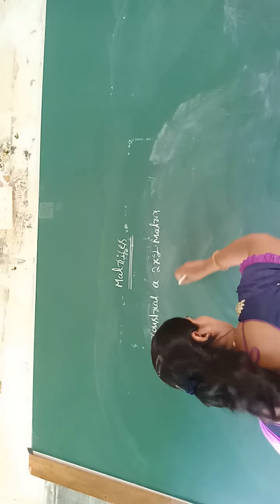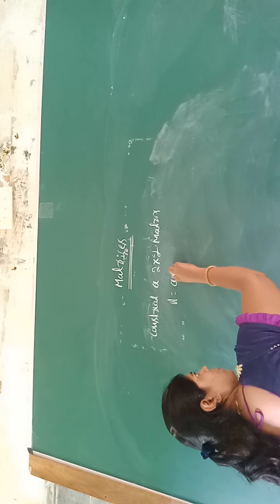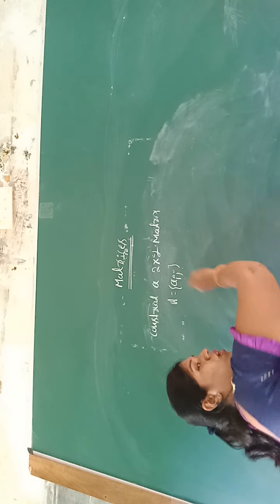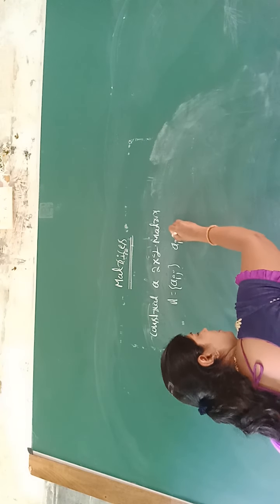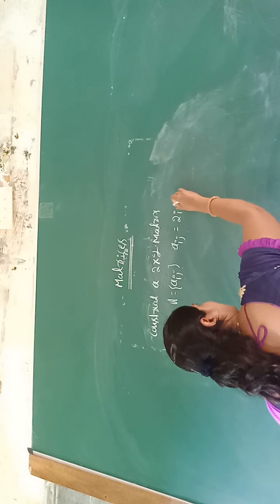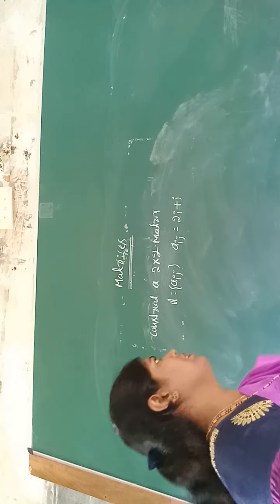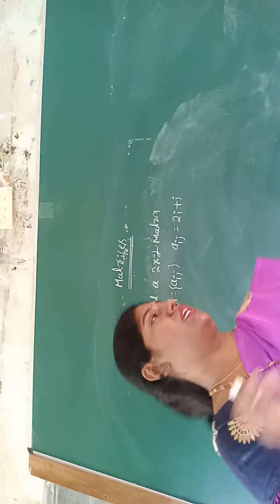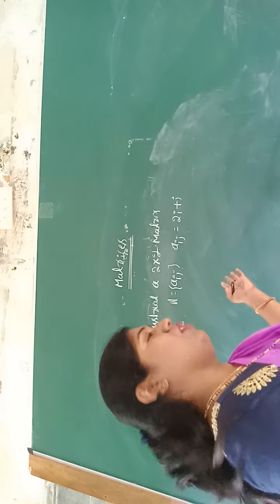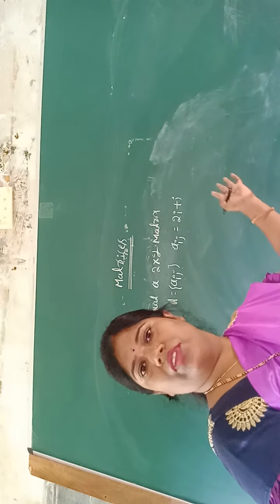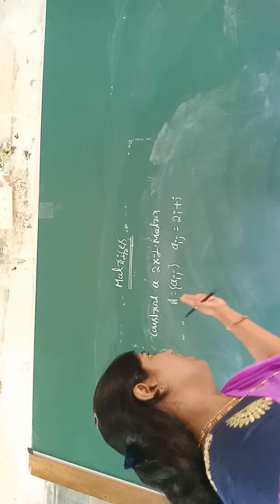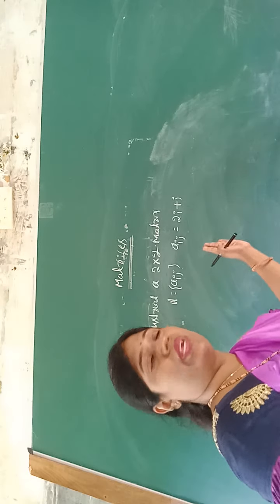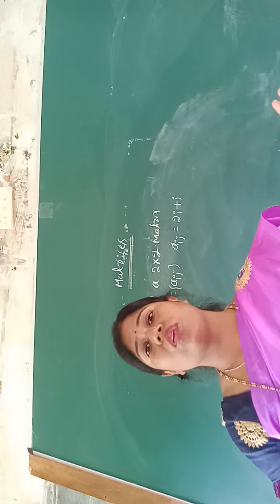A is equals to Aij, whose elements are given by Aij is equals to 2i plus j. Problems of this kind are given almost every year, so we need to practice some of these. By using this general form of a matrix, we can construct the 2 cross 2 matrix.